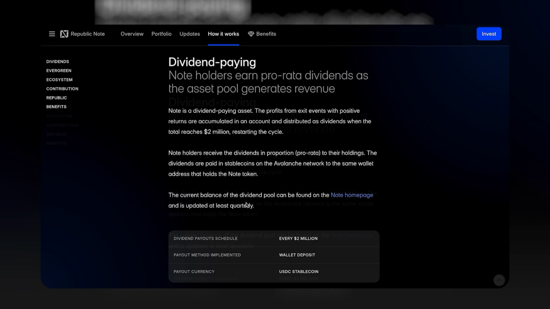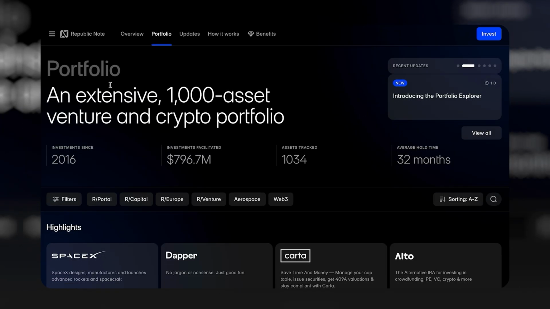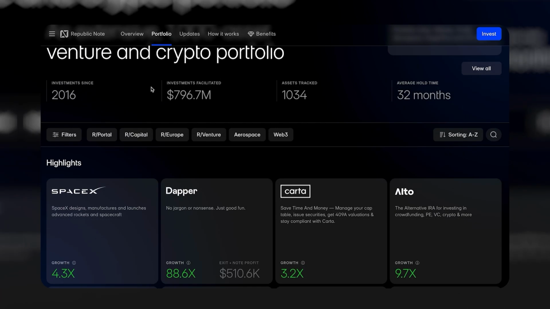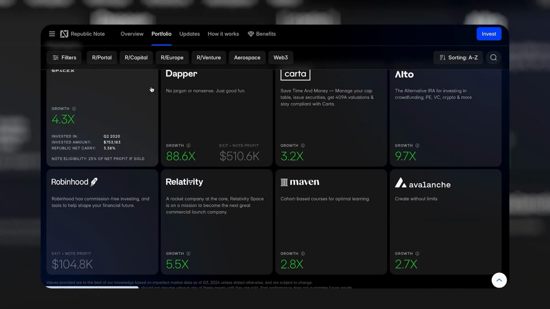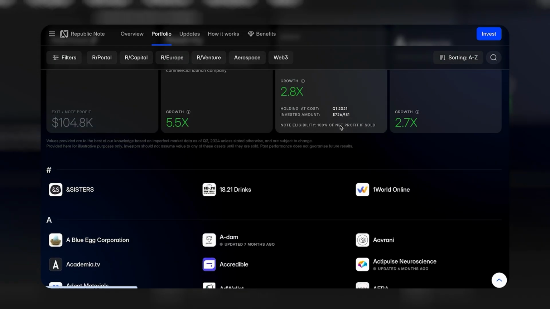digital security investors. Now, this is where it gets a tiny bit confusing, because Republic also does have a portfolio of 1,000 venture and crypto assets. This can include companies like SpaceX and Carta. And also keep in mind that when startups are raising money, Republic is also taking, I believe, a 2% fee in the form of stock from those companies, in addition to, I believe, the 7% commission which they charge when the company successfully raises money.